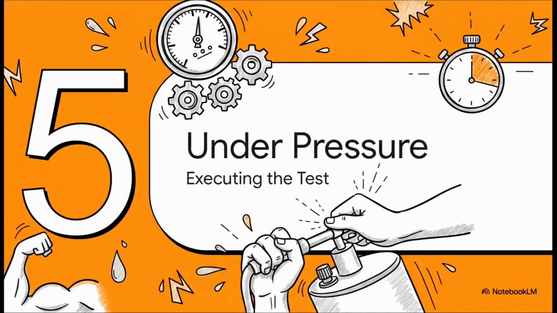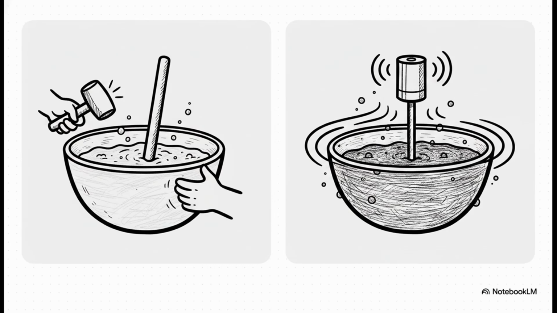Now for the heavy lifting. Section 5, under pressure. With our instruments calibrated and the clock ticking, we move to the most physical and action-packed part of the standard. The crucial point here is how we actually get the concrete into the bowl without accidentally trapping extra unwanted air. The standard divides this into two distinct methods based on the slump, which is essentially how wet and flowable the concrete is.